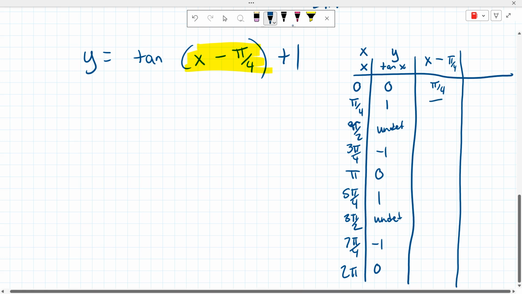This becomes pi over 2. This becomes 3 pi over 4. This becomes pi. This becomes 5 pi over 4. This becomes 3 pi over 2. 7 pi over 4. 2 pi. And then 9 pi over 4.